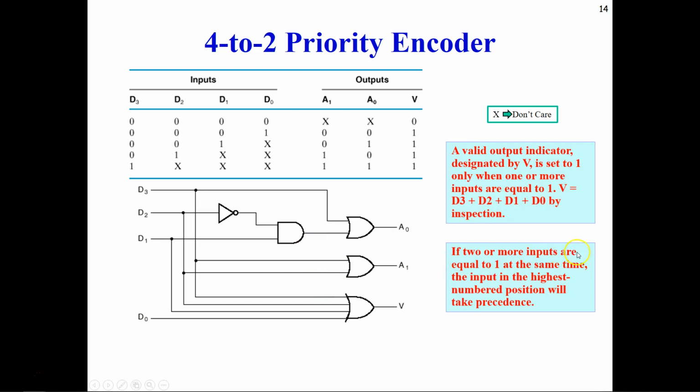If 2 or more inputs are equal to 1 at the same time, the input in the highest numbered position will take precedence. So we saw that a valid output indicator designated by V, which is enable, is set to 1 only when 1 or more inputs are equal to 1. So V equals D3 plus D2 plus D1 plus D0 by inspection. That's what you see here going in, equal to V, which is your enable. And the rest of this circuit is pretty easy. For A0 and A1 we are using an OR gate, and this is also an OR gate.